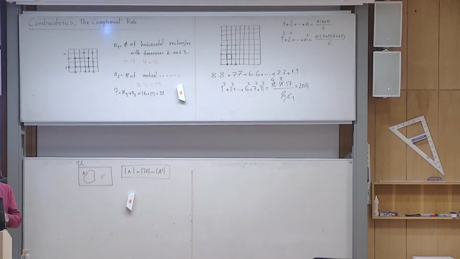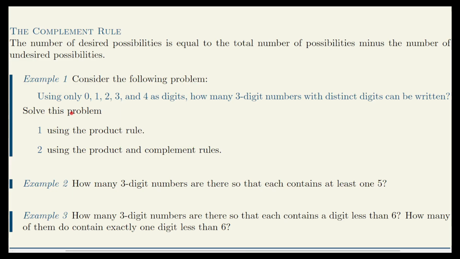Okay, but sometimes it really helps. So for example, consider the following problem. Using only 0, 1, 2, 3, and 4 as digits, how many 3-digit numbers with distinct digits can be written? This is not something that you really need this rule to solve. And that is the reason that I have asked you to use the product and complement rules, because sometimes it is easier for us to think in this new setup.